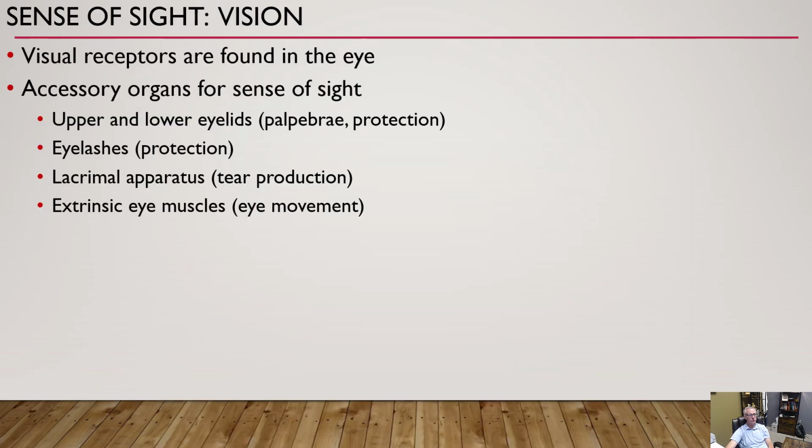All right, so for vision, vision obviously is the eye. We have some accessory structures. Our eyelids, we actually call those palpebrae. Basically, they're there for protection. Eyelashes are there for protection. We have a lacrimal apparatus. That's our lacrimal gland. Produces tears. Our extrinsic eye muscles produce eye movement. We actually have 6 eye muscles that we'll talk about.